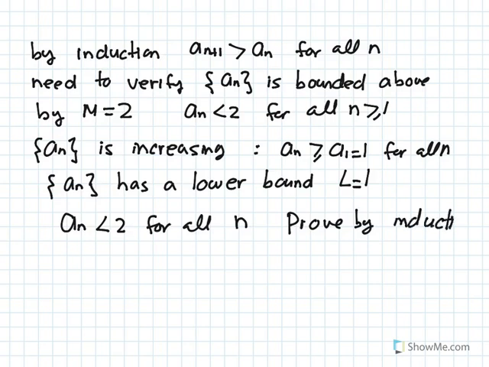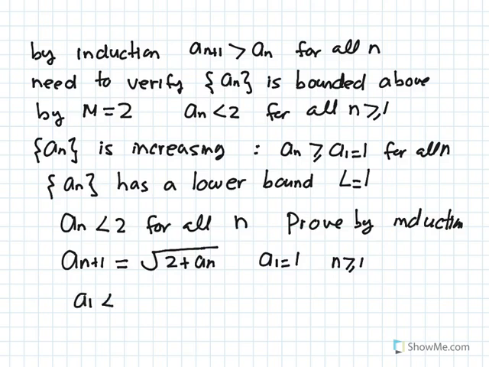Now, let's go back to our recursive relationship. a_{n+1} is equal to the root of 2 plus a_n, and we know a_1 equals 1, and n is larger or equal to 1. So let's start with a_1. Well, a_1 is less than 2 because 1 is less than 2. So that means this result, a_n is less than 2, is true for n equals 1.